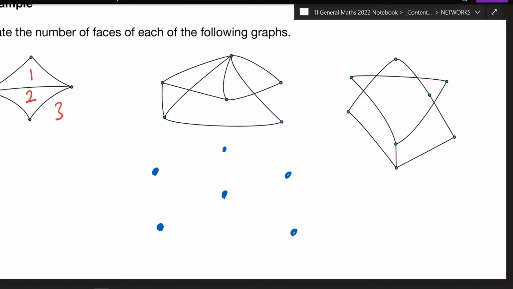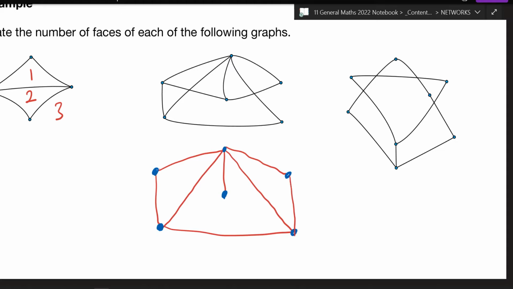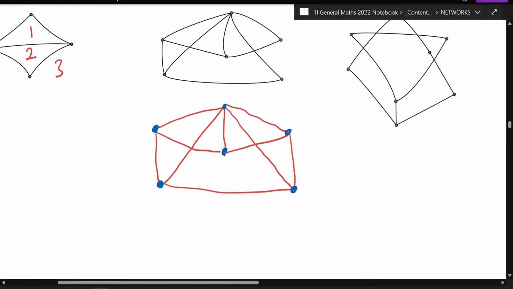All right, so I'm going to copy it as is for now, and then I'll redraw the lines so that it's planar form. Okay, this has a lot happening. So how do I redraw this so that it now becomes planar?